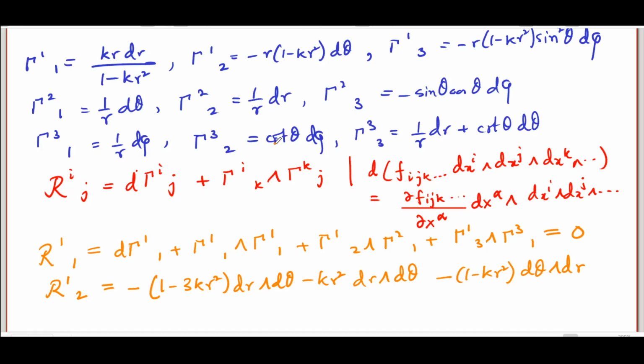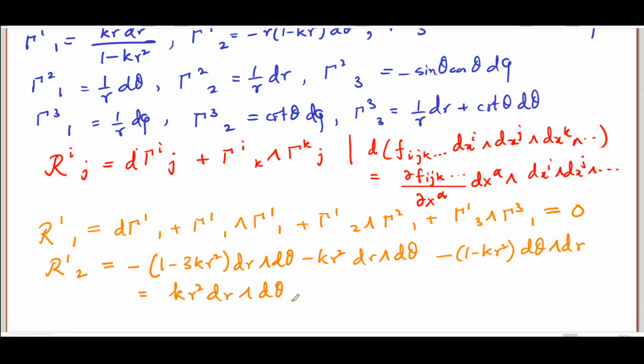Well, you don't even have to bother about that because d phi, you're going to get a 0. These are the only terms that you need to worry about. And they nearly cancel, except that they don't, at least not completely. You have plus 3 kr square dr wedge d theta, minus kr square dr wedge d theta, and plus 1 minus kr square dr wedge d theta. So the minus 1 here cancels with the plus 1, almost everything cancels, but you're left with kr square dr wedge d theta. So that's your R12. Pretty straightforward.